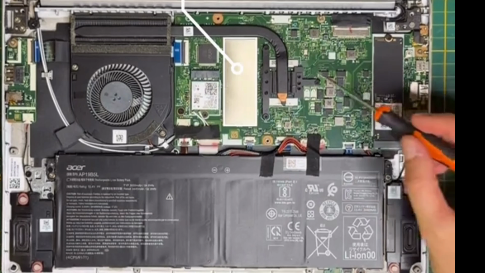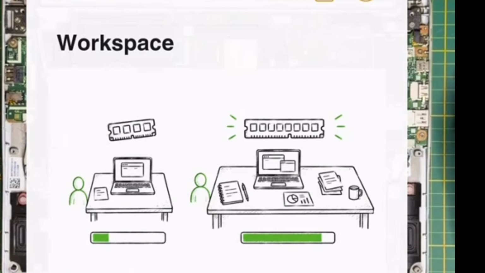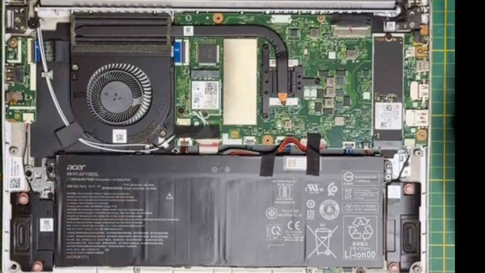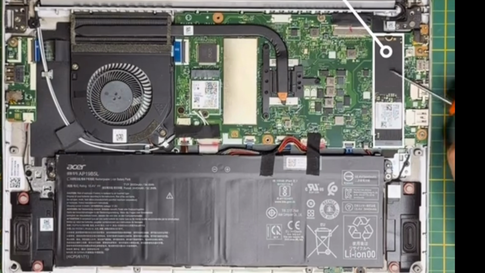Next, we have RAM, which stands for Random Access Memory. Think of it as your computer's desk. The bigger the desk, the more things your computer can work on at the same time. Technically, RAM temporarily stores the data your processor needs right now. That's why having too little RAM can make your computer feel slow when you have lots of apps and browser tabs open.